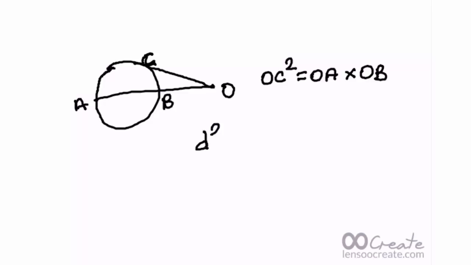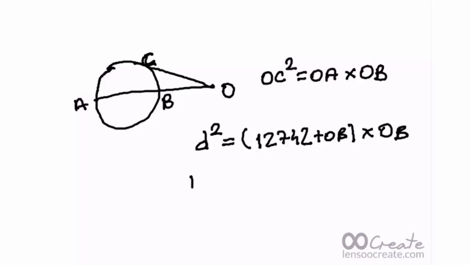Let's look at that secant tangent theorem. For the Earth, this is viewing distance squared equals the diameter of the Earth plus the height of the observer above sea level, times the height of the observer. In this instance, when we simplify this formula, it becomes 3.57 times the square root of h.